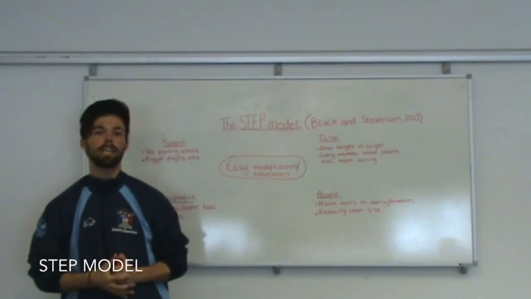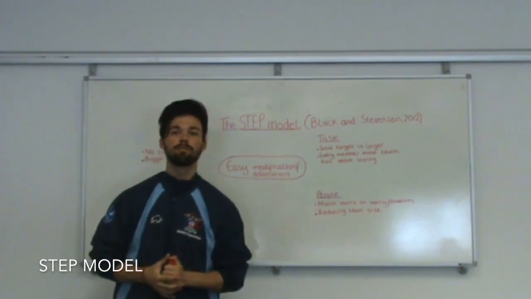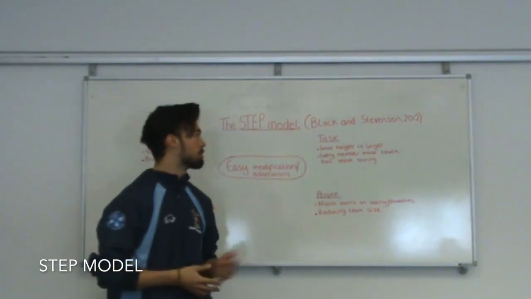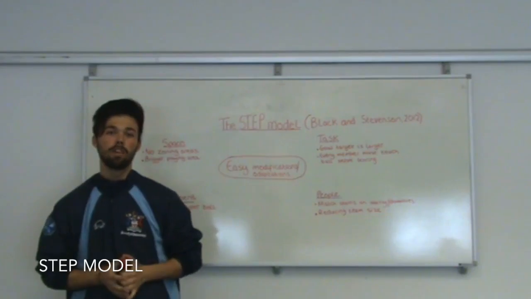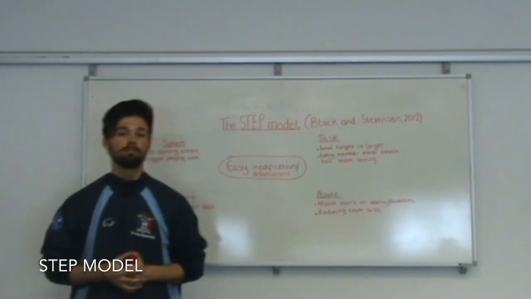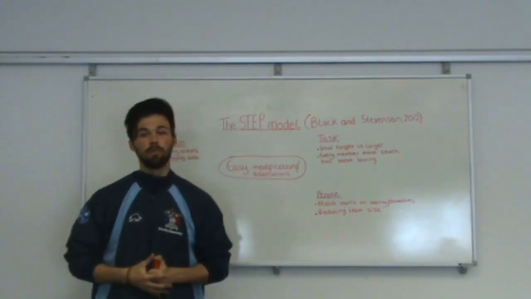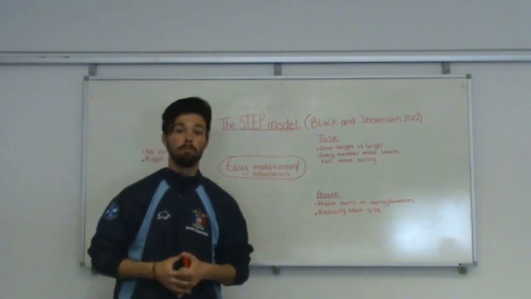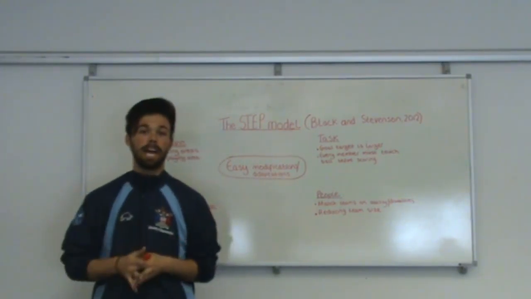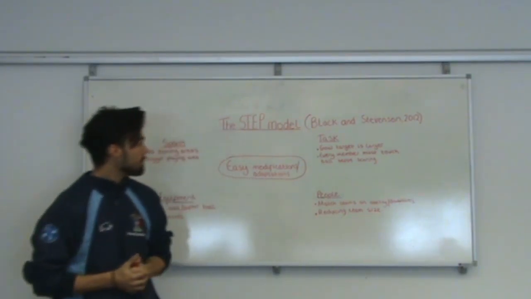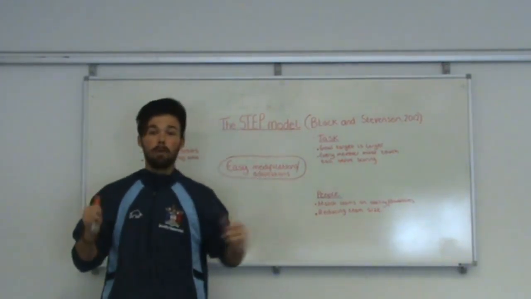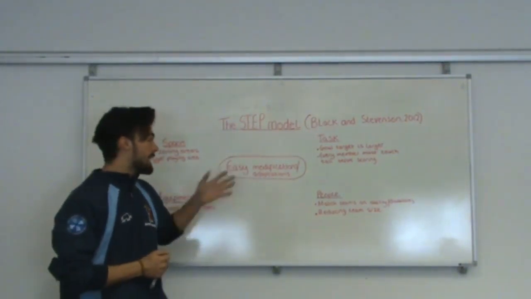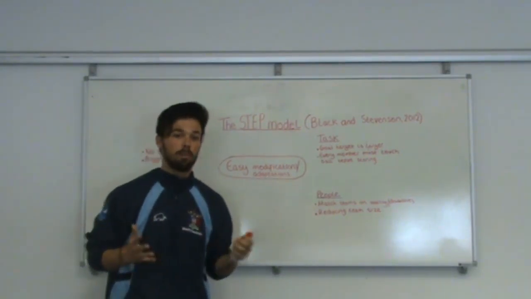So I'm going to briefly explain by talking about the STEP model. The STEP model was first introduced by Black and Stevenson in 2012 to help support the inclusion spectrum. The objective of the STEP model was to include all pupils based on ability and any disabilities that they have. Okay, so I'm going to start by explaining how we can use this model to make easier modifications or adaptations to our game.